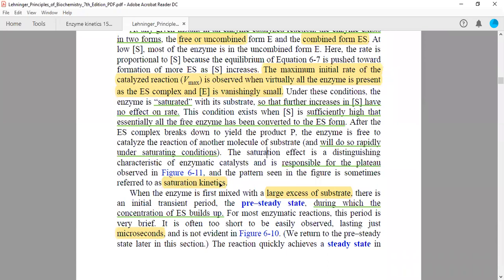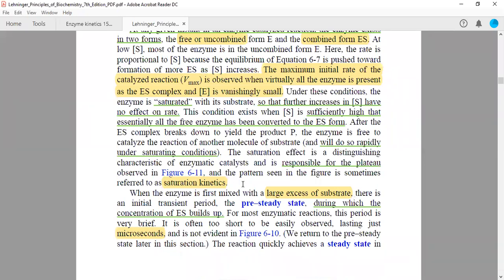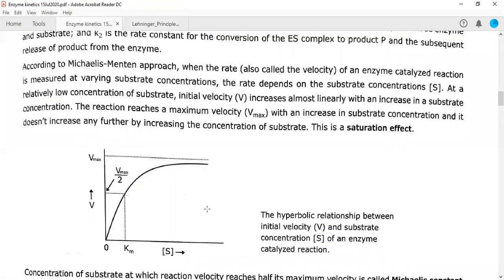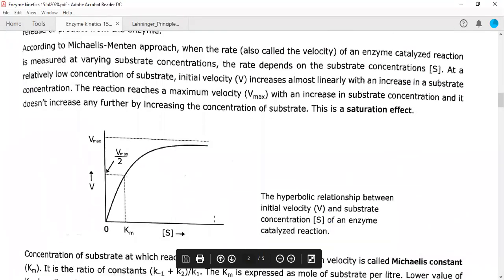And this is called the saturation kinetics. Now, when an enzyme is first mixed with a large excess of substrate, suppose you have taken a large excess of substrate, and the enzyme is very small in comparison to that substrate. Now, the kinetics is actually called the steady state kinetics. Okay, so let me show you something else so that you are able to understand better.